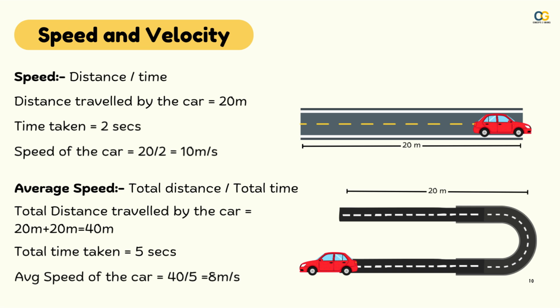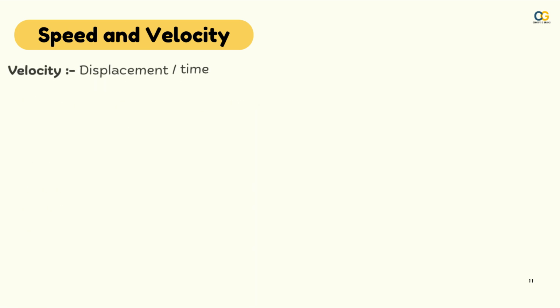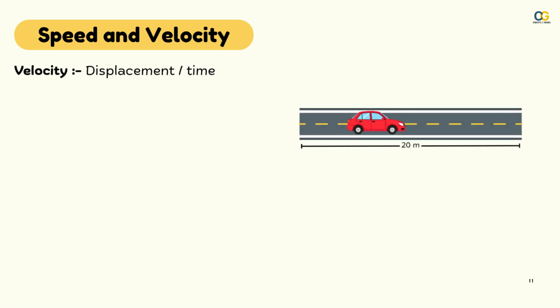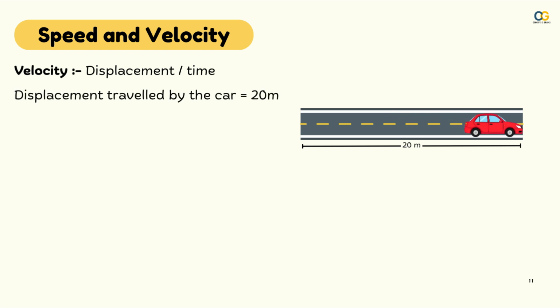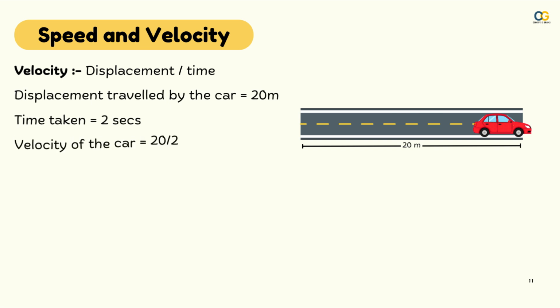Now let us understand what is velocity. Velocity is displacement by time. So considering the same case where the car is traveling on the straight road of 20 meters, the displacement it traveled is also 20 meters. The time taken is 2 seconds. Hence the velocity of the car is 20 by 2, which is 10 meters per second.